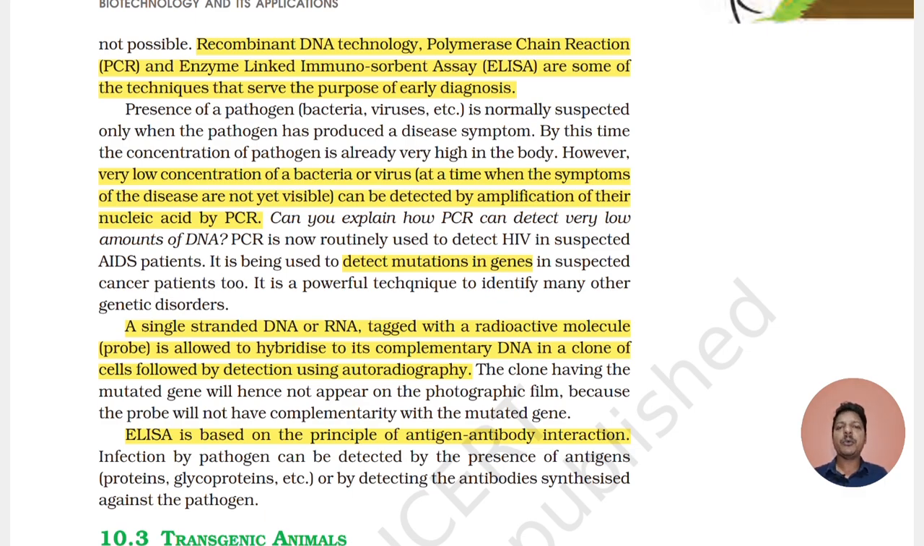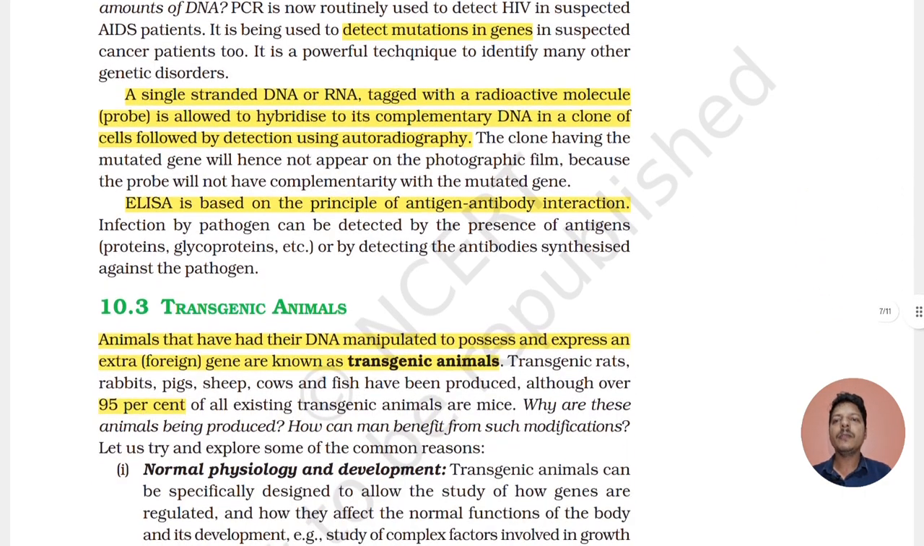PCR is now routinely used to detect HIV in suspected AIDS patients. It is being used to detect mutations in genes in suspected cancer patients too. A single strand of DNA or RNA tagged with a radioactive molecule is allowed to hybridize to its complementary DNA in a clone of cells, followed by detection using autoradiography. And ELISA is based on the principles of antigen-antibody interactions.